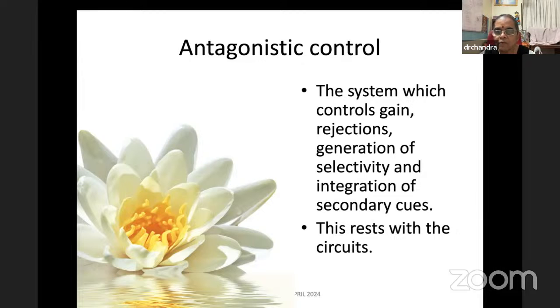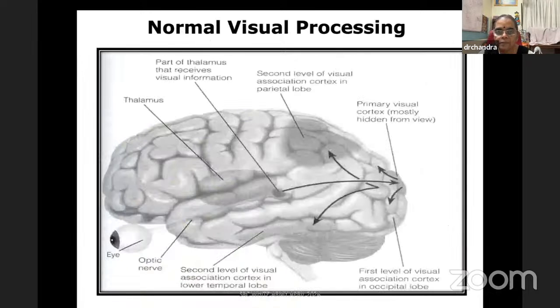Rejecting the unwanted objects in the scene field is done by the antagonistic control system, which is also in the extra-striate circuits. So when we see a presentation, we are not going to see the people who are moving around, or the objects on the table. That has been done by the antagonistic control, so that you focus on what you want to see.